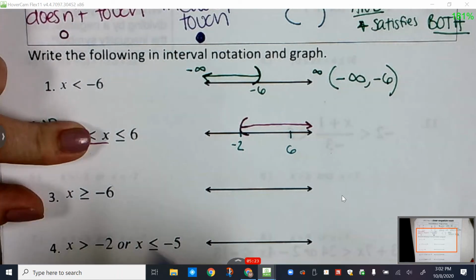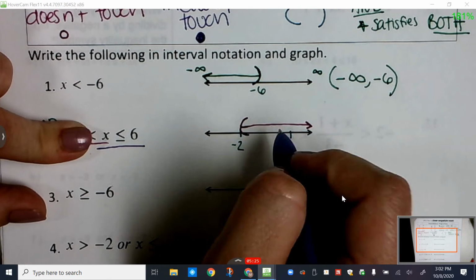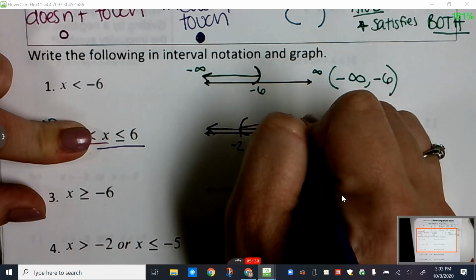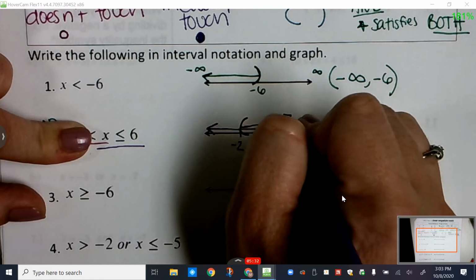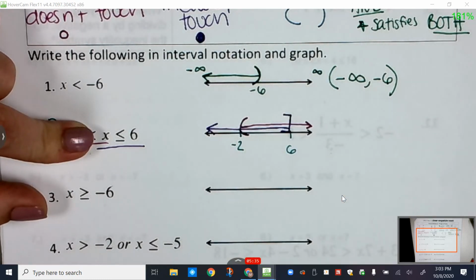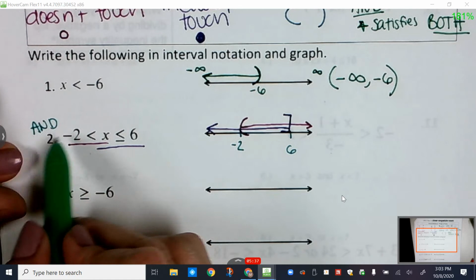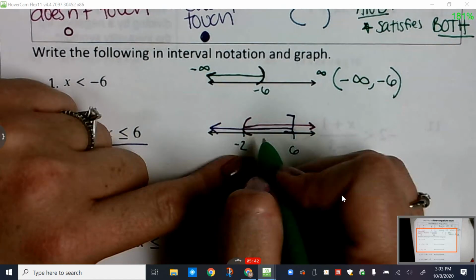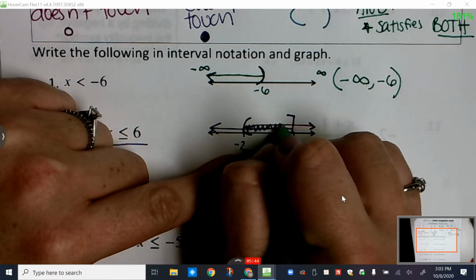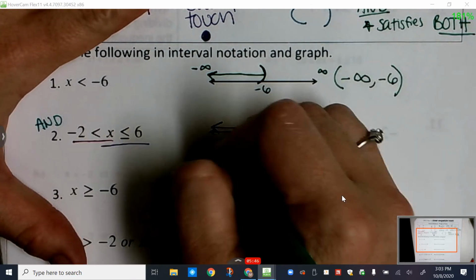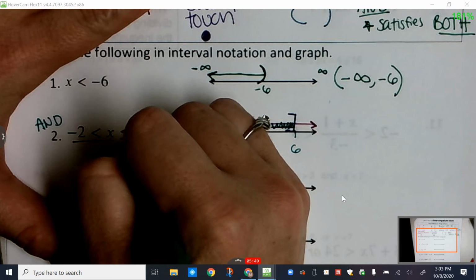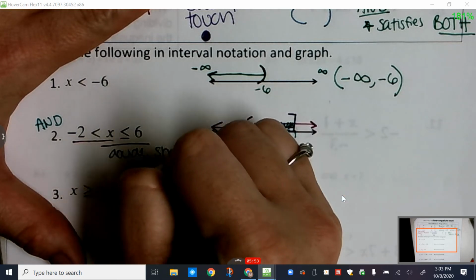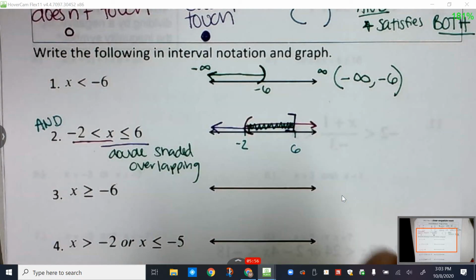Then I have this side where it says x is less than or equal to 6. Less than is the left, equal to is a bracket. Now, this is an and situation because it's together. Where does it satisfy both of those? Both is where it's double shaded, or overlapping.